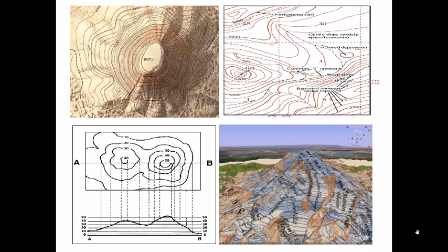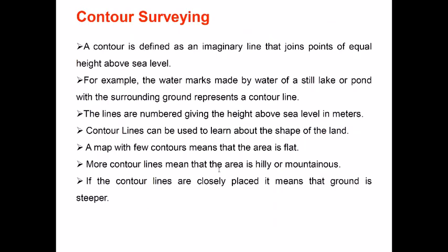And if the area is flat, that means these values won't change very quickly. So if it's 50 over here, then 40 would be far away from here, right? So it depends on how the slope changes. More contour lines mean that the area is hilly or mountainous. We've discussed that because the slope changes very abruptly. And if the contour lines are closely spaced, it means that the ground is steeper.